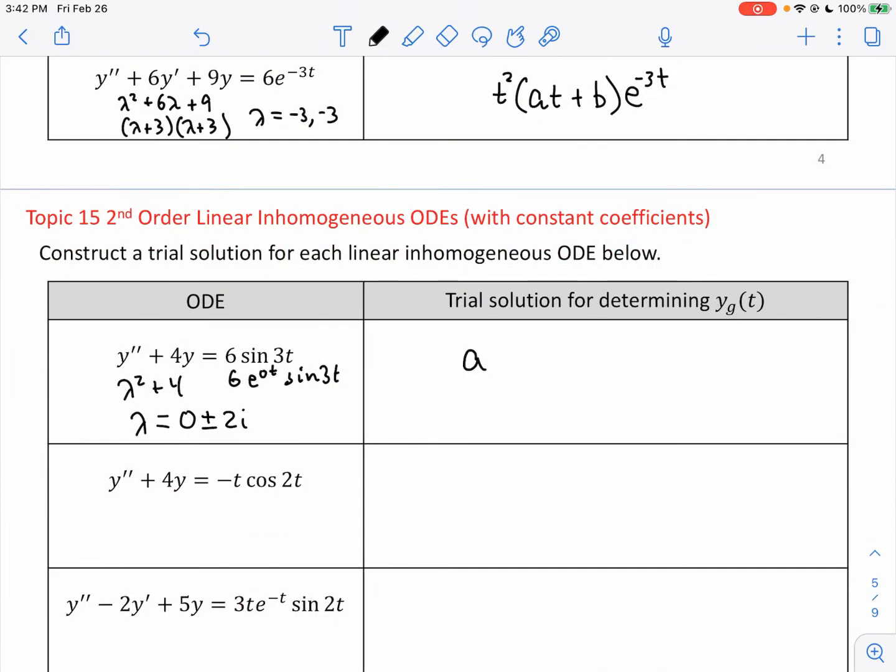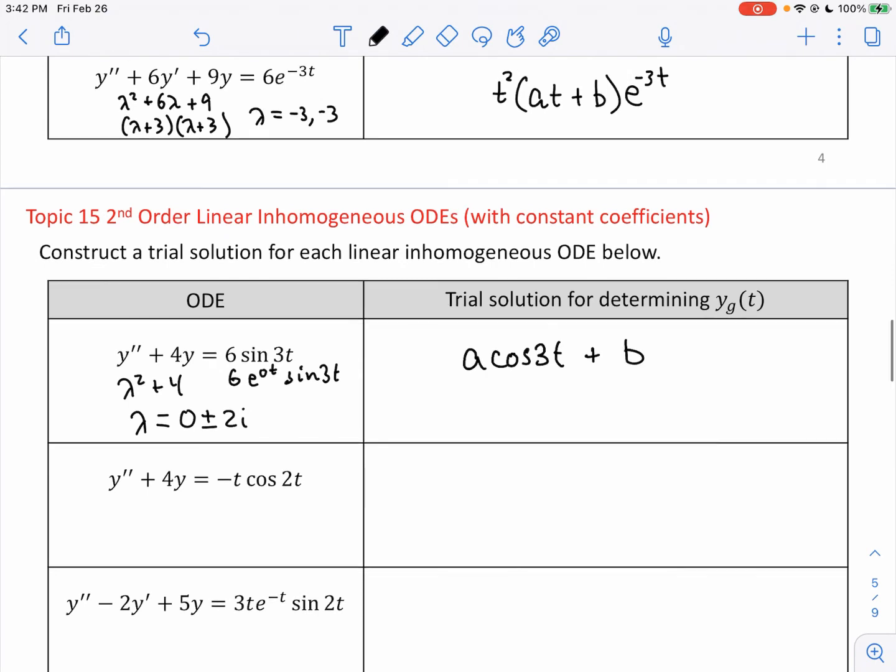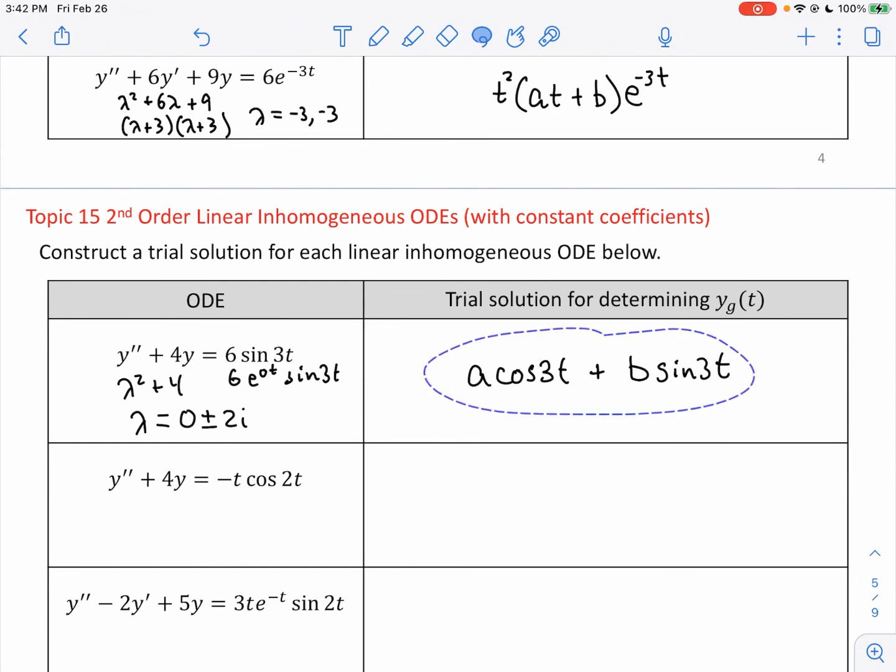An arbitrary 0-degree polynomial is just a times e to the 0t times cosine of 3t. And then plus an arbitrary polynomial of degree 0, so that's the b, times e to the 0t times sine 3t. And this becomes our trial solution for finding a particular solution to the inhomogeneous differential equation. So you would take this, you would find 2 derivatives, plug that in for y double prime, add 4y to it, and then see if you can determine what a and b are, so that you wind up getting just a plain old 6 sine 3t.